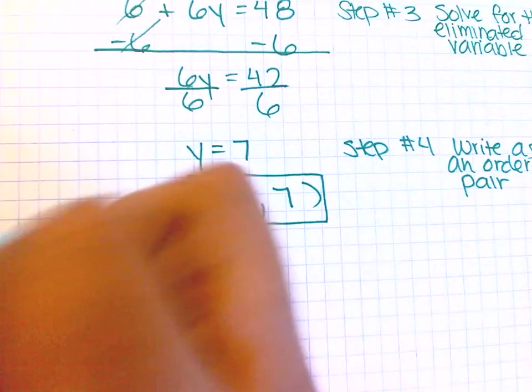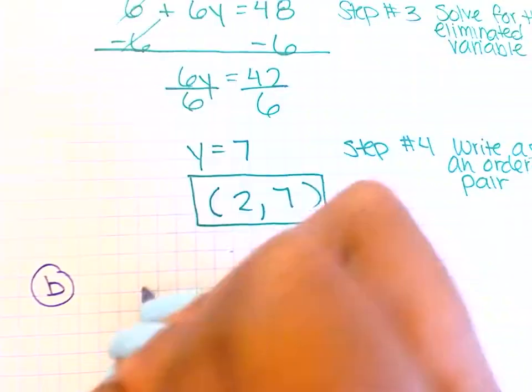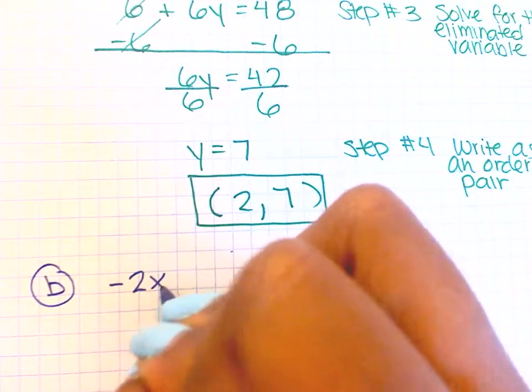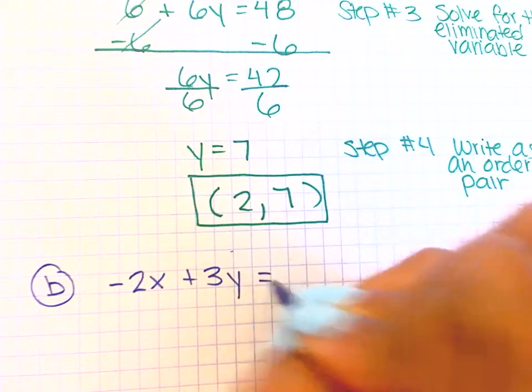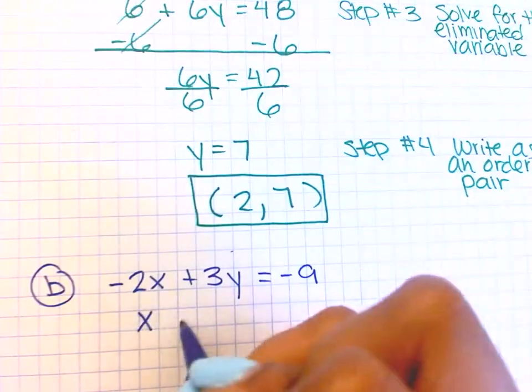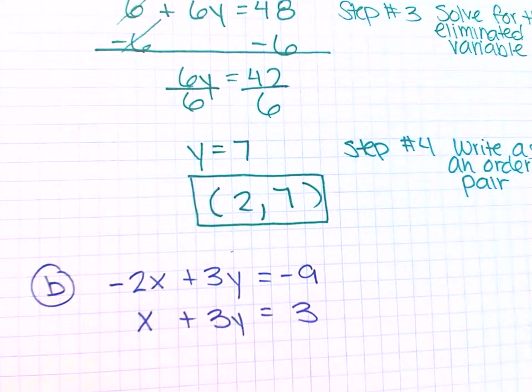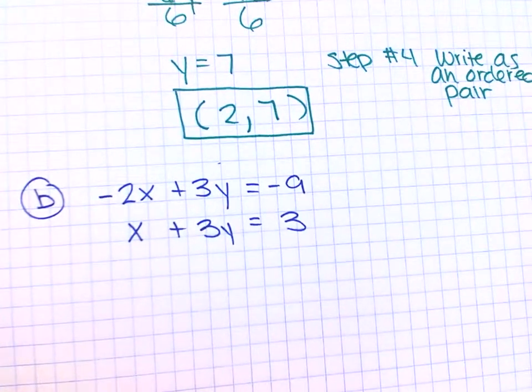Good. All right. Let's do example B. I have negative 2x plus 3y equals negative 9. And I also have x plus 3y equals 3. Now you have to think this through. Which one of these would be the easiest to eliminate?